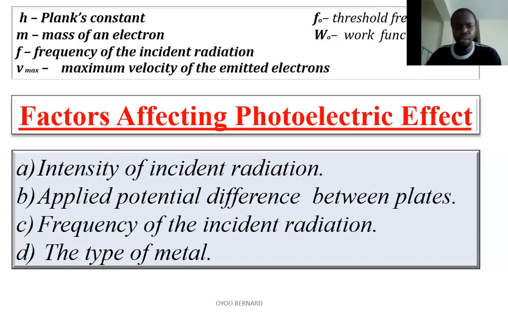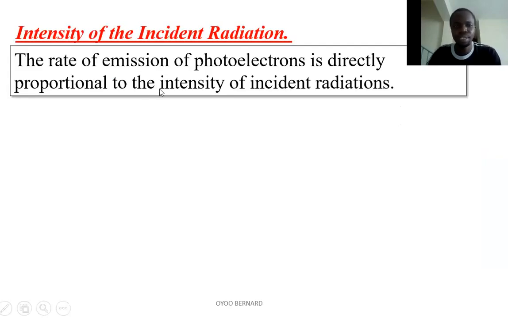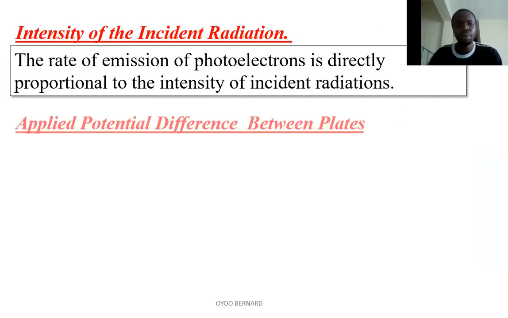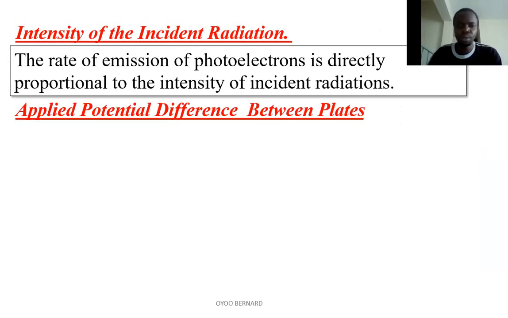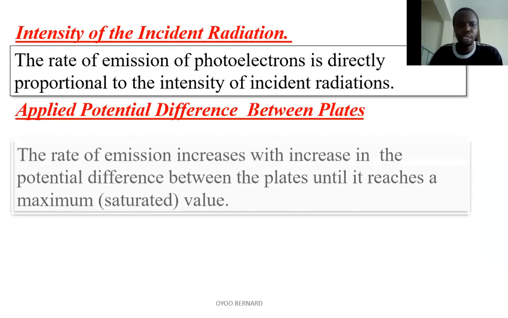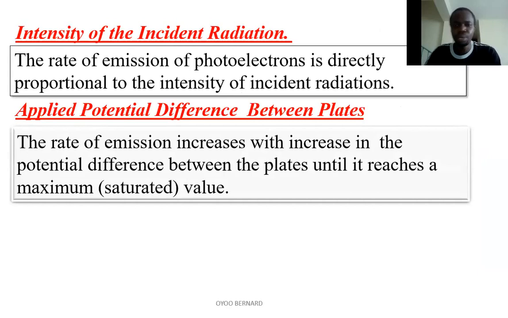Okay, back to our factors. We can now summarize and say, as for intensity, the rate of emission of photoelectrons is directly proportional to the intensity of incident radiations. For applied potential difference between the plates, what did we see and what can we deduce? So we can summarily say that the rate of emission increases with increase in the potential difference between the plates until it reaches a maximum value, which is now the saturation point. So once it's saturated, then it remains constant. I think in our simulation, that was very clear.